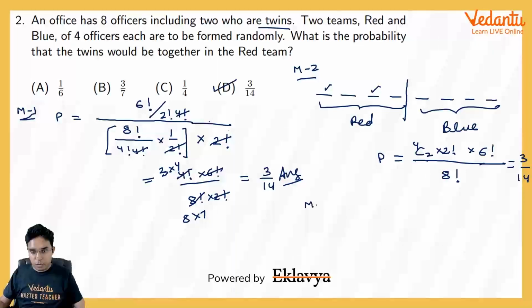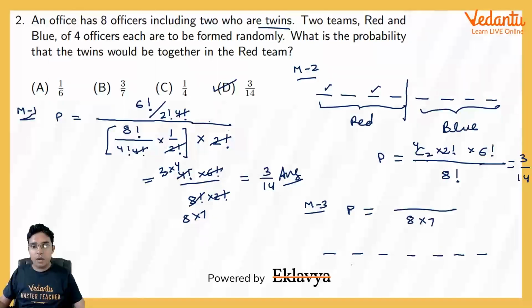I have one more method, I will just tell you briefly. Think of how we can send these 2 twins. Without any condition, I think it will be 8 into 7. They can go at any place for the first twin officer and 7 for the second twin officer. But if I have to keep them in the first 4 places, then they will have 4 into 3 ways: 4 ways for the first officer and 3 ways for the second officer. This way also you can check, this gives us 3 upon 14 as the answer.